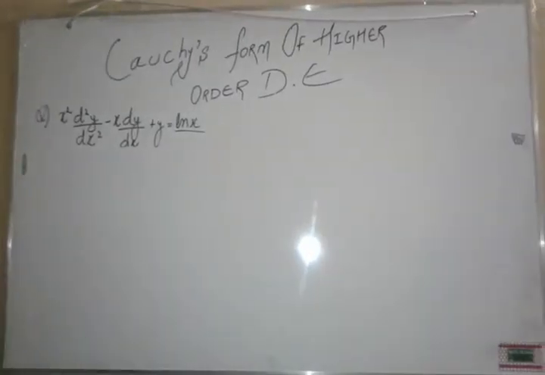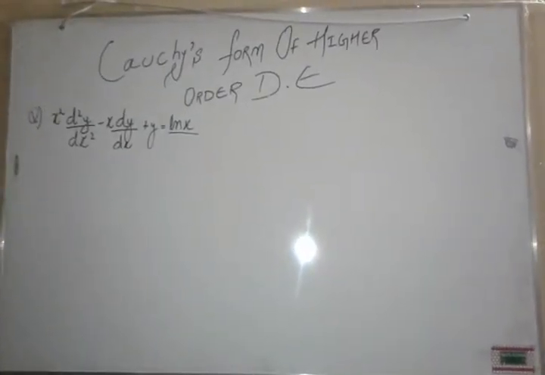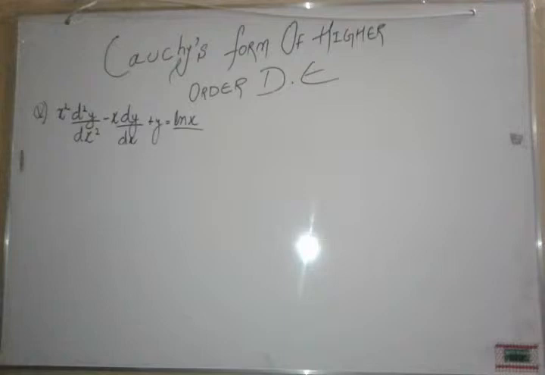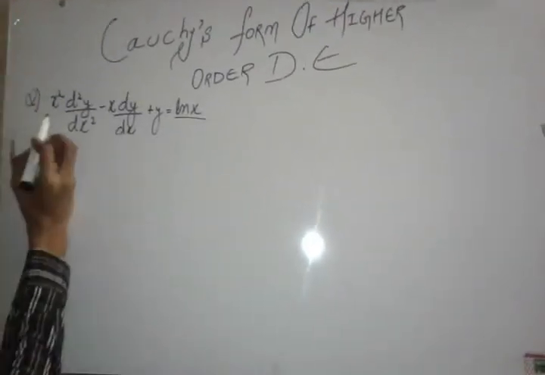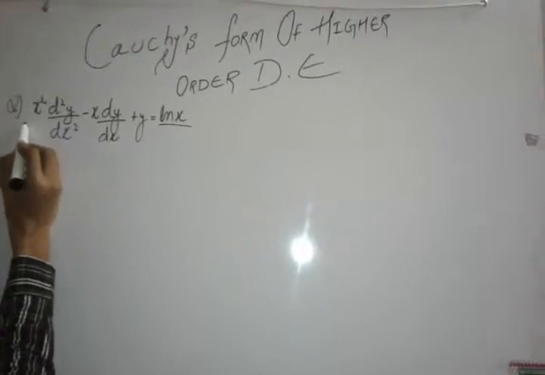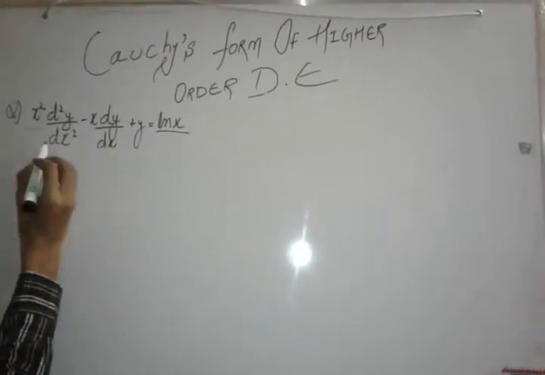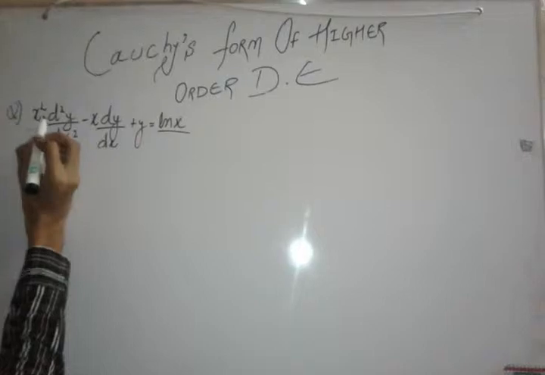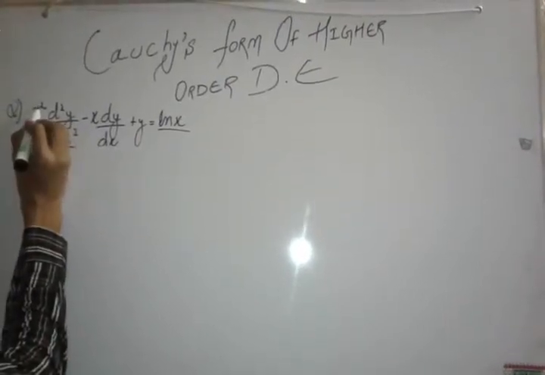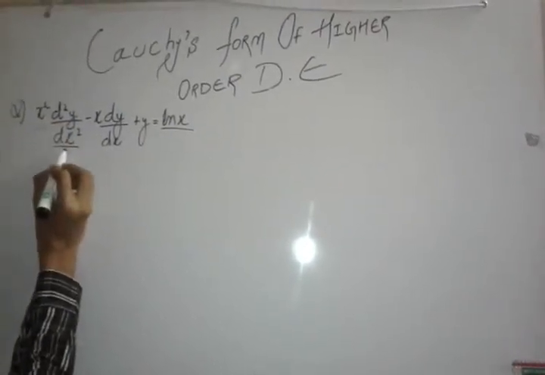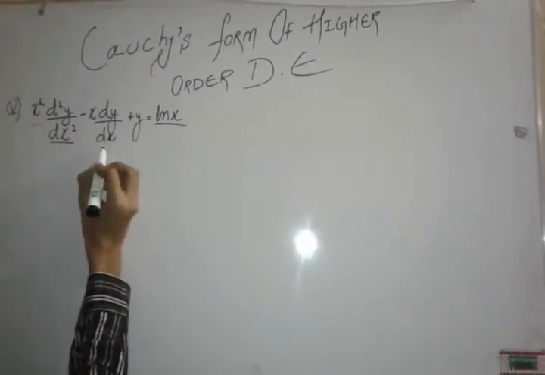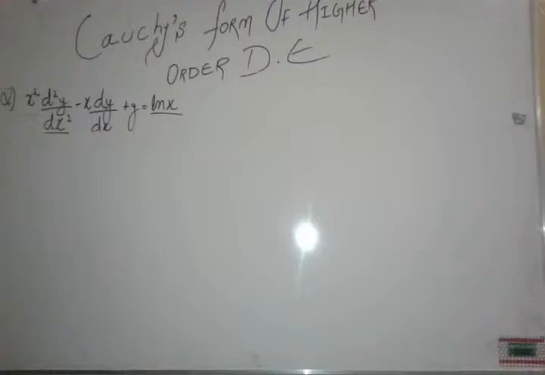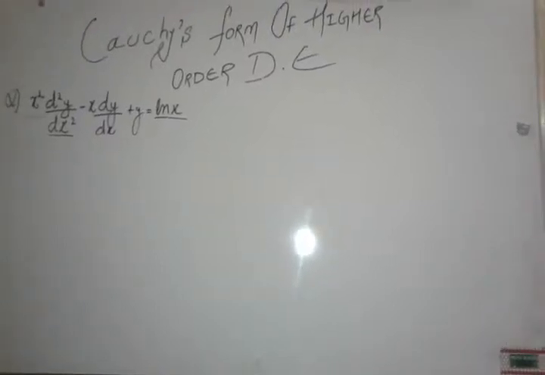As we can see, we have got a question here. First, how can we recognize that it is a Cauchy's form? It is a simple method. The power of the variable and the order of the derivative must be the same. Here the power of the variable is 2 and the order of the derivative is 2. Here the power of the variable is 1 and the order of the derivative is 1. Then we can see that we can solve it by Cauchy's form.